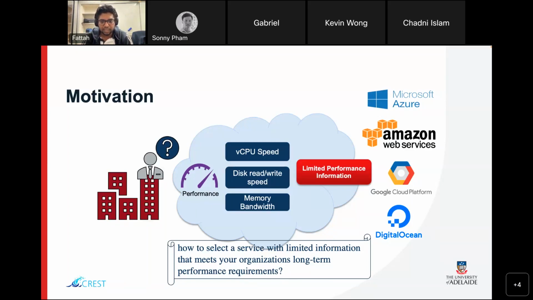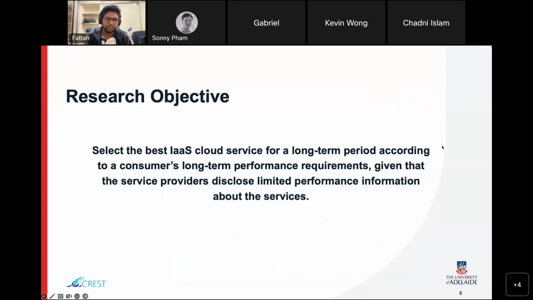This is where we start investigating, and we formulate our research objective, which is selecting the best cloud service for a long-term period according to a consumer's long-term performance requirement, given that the service provider disclosed limited performance information. By performance, we mean the performance of common QoS attributes that can be directly measured using application workloads, such as virtual CPU speed, disk read-write throughput, and so on.